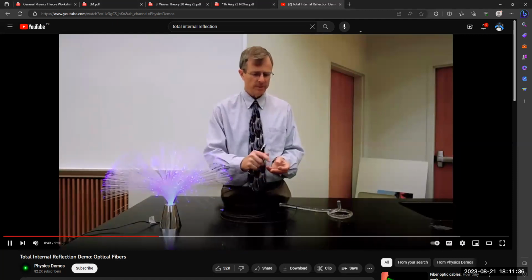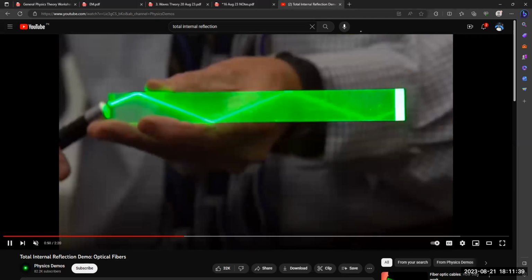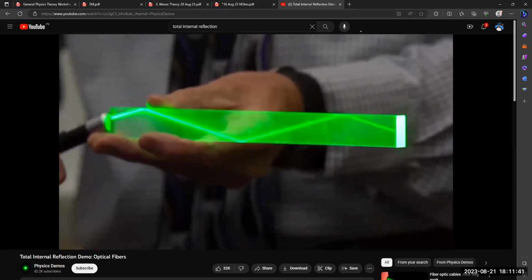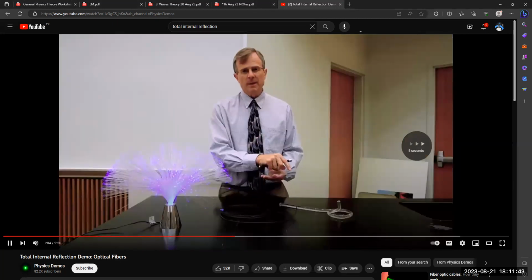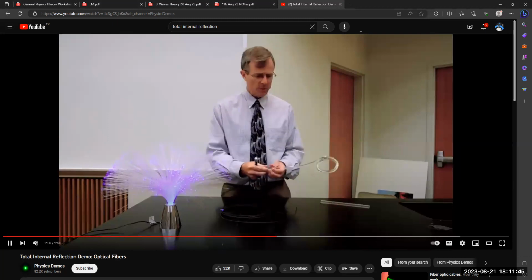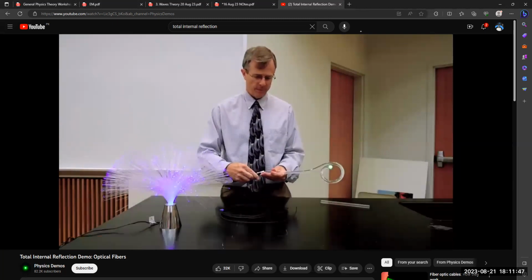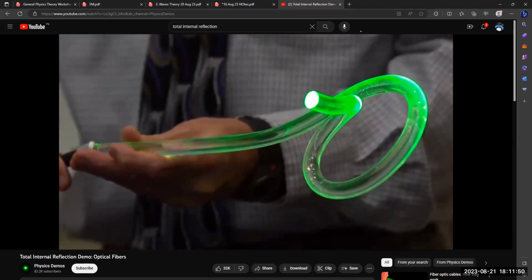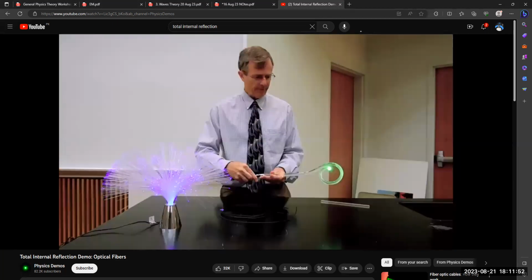And you can also observe this experiment in an irregular shape. This is the regular one, so light is reflecting inside. And if we consider an irregular shape like this, light can also totally reflect inside the irregular shape.